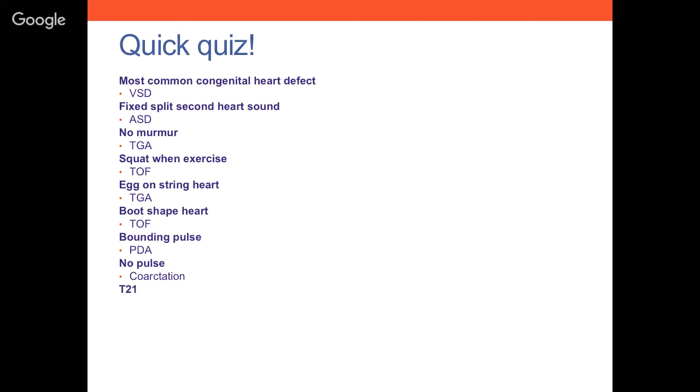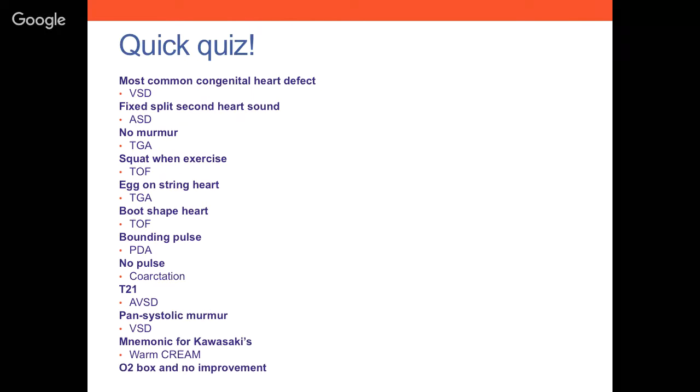Trisomy 21 is associated with. Yep. Pansystolic murmur. Yep, versus dinner cooking with a pan. Mnemonic for Kawasaki's. Beautiful. I won't ask you what it stands for. You put someone in an oxygen box and there's no improvement? Yep, cool.